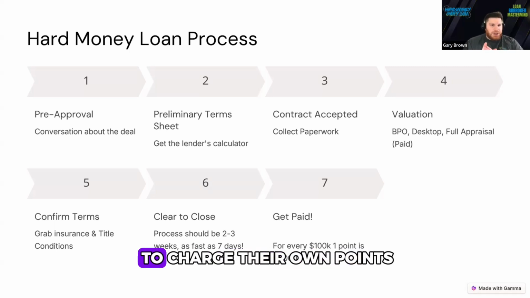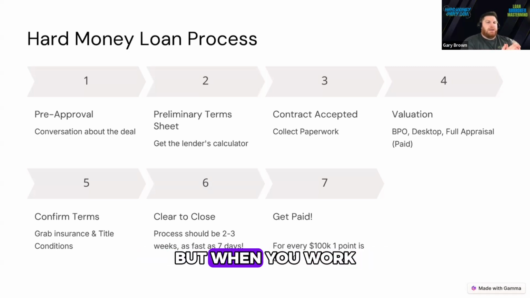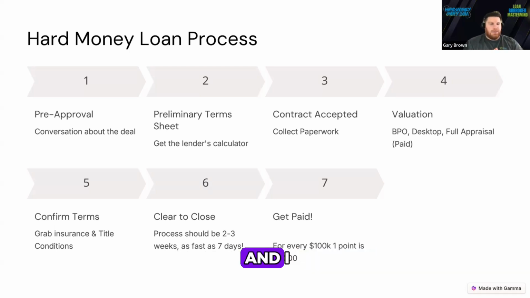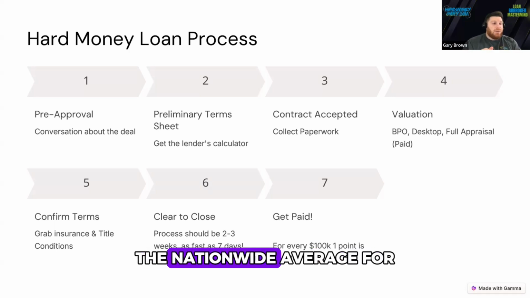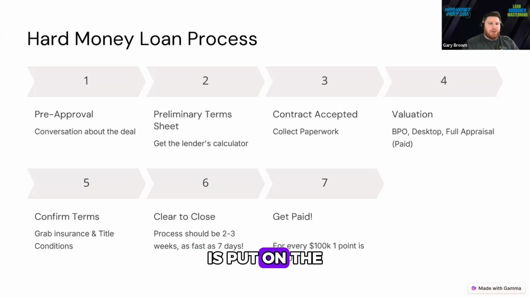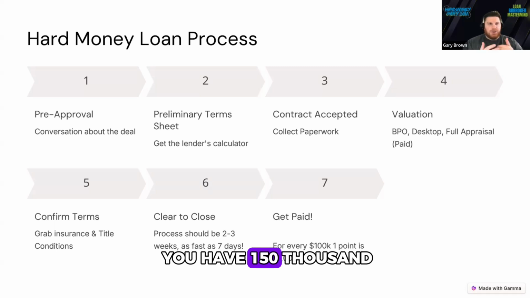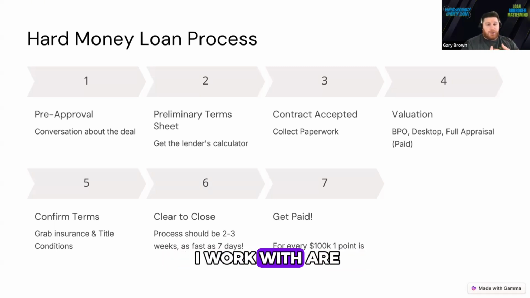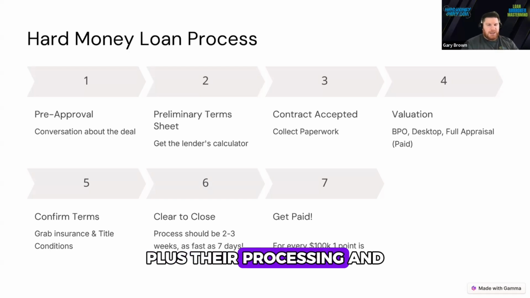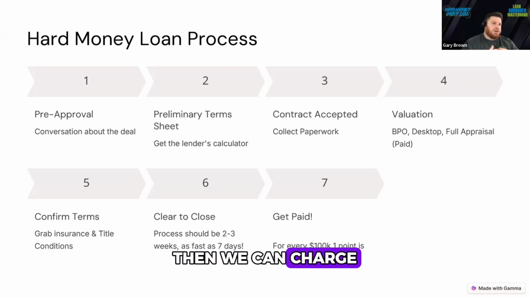The lenders are going to charge their own points, but when you work with the right lenders, and I'd hope that you'd want to take the next step and get into the boot camp where I'm going to hook you up with all of the lenders that I work with, most of my clients are seeing a total of 2 to 3 points. The nationwide average for hard money loans is on the previous slide. You're looking at anywhere between 9 to 13% interest and 2 to 4 points. That means that if you have a $150,000 loan and the lenders that I work with are at a base of 1 point plus their processing and underwriting fee, then we can charge 2 points on that loan and still be competitive with the nationwide average.